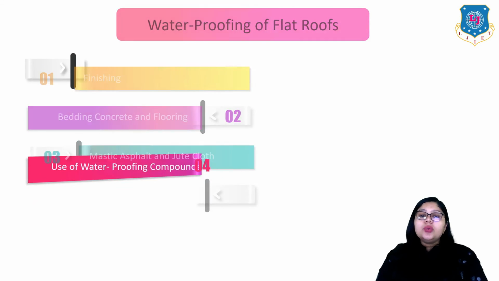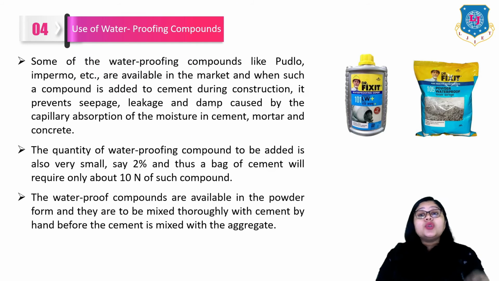Now the fourth one is the use of waterproofing compounds. So some of the waterproofing compounds are like Ulda and the Imperm, which are available in the market, and when such a compound is added to cement during construction, it prevents seepage, leakage and damp caused by the capillary absorption of the moisture in the cement, mortar and the concrete. So the quantity of waterproofing compound to be added is also very small, say up to 2%, and thus a bag of cement will require only about 10 Newton of such compound.